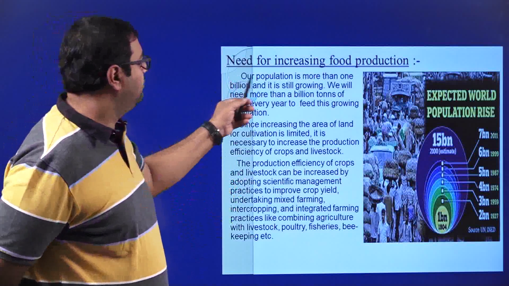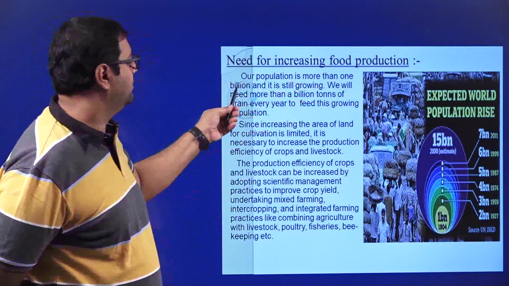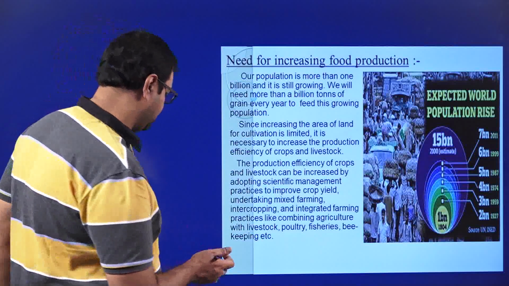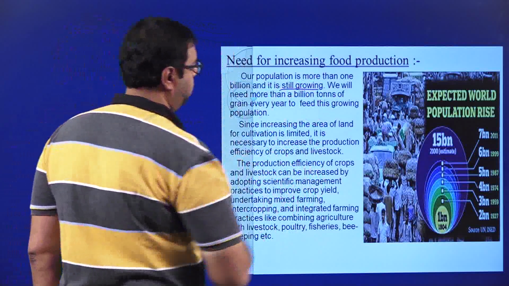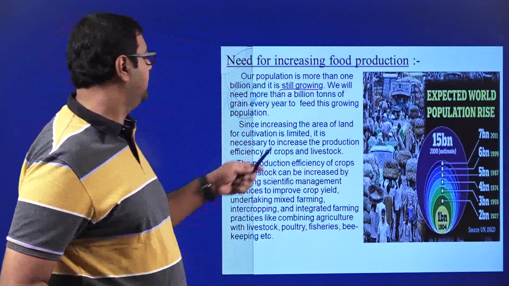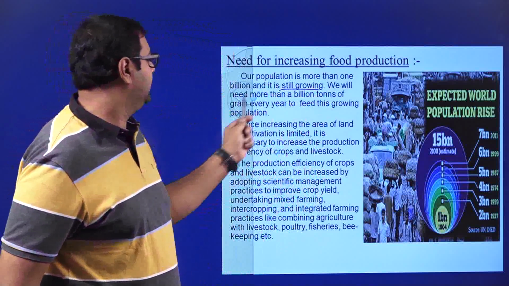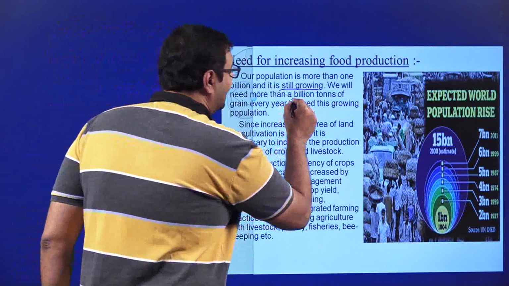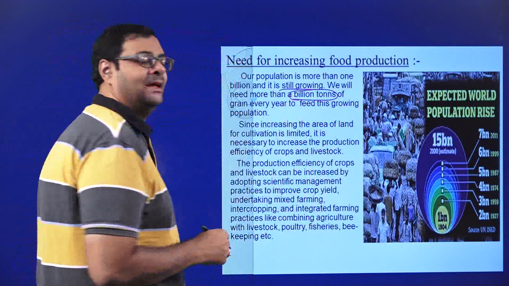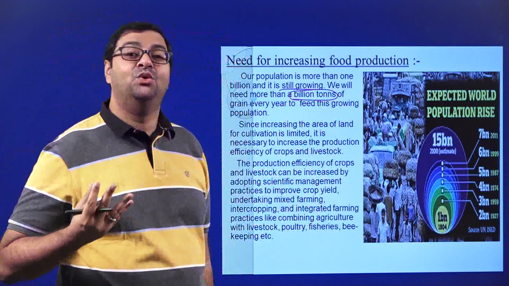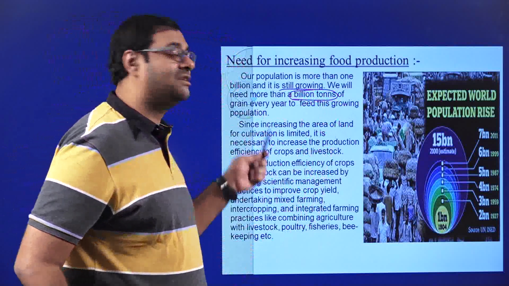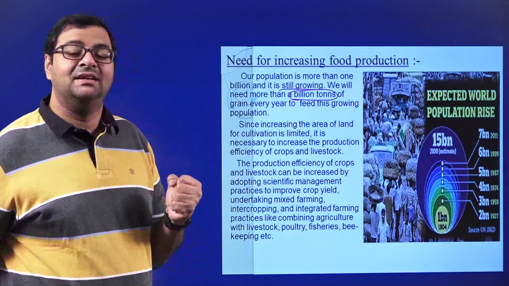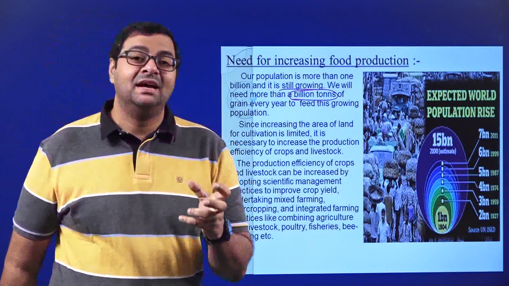Our population is more than 1 billion, as you all know, and it is still growing. It will not stop. It will be growing only. We will need more than 1 billion tons of grain every year to feed the growing population. So that is why generally people say don't waste food. 1 billion tons of grain is not a joke to produce every year. That is the major burden that the farmer is taking.